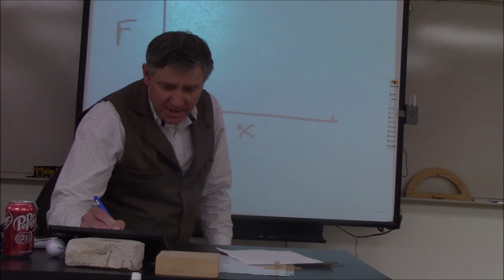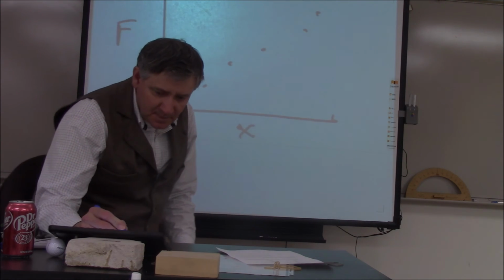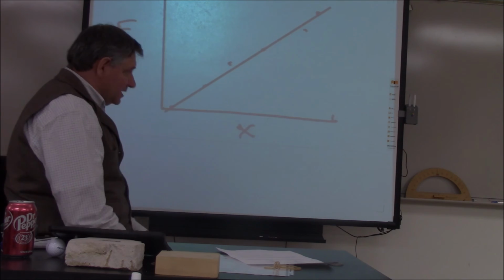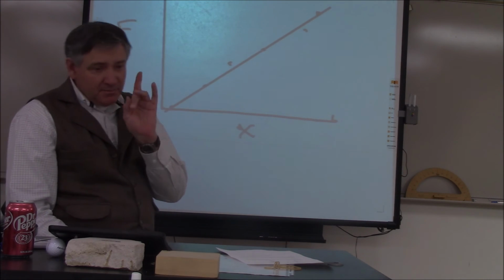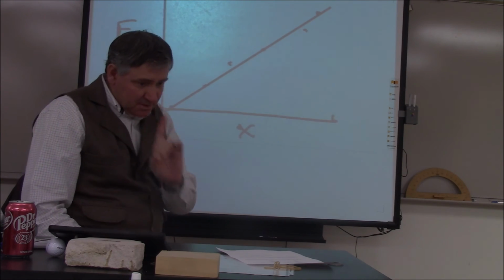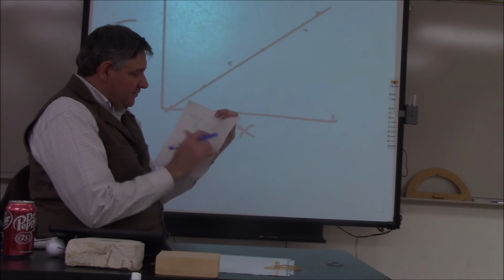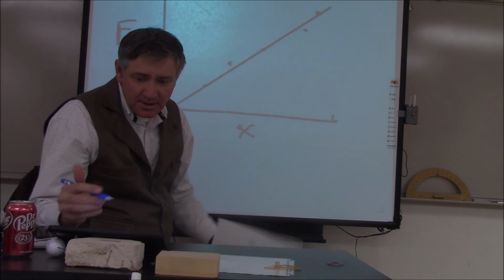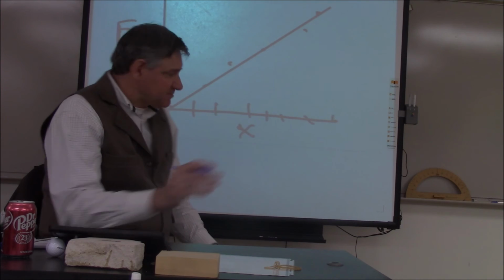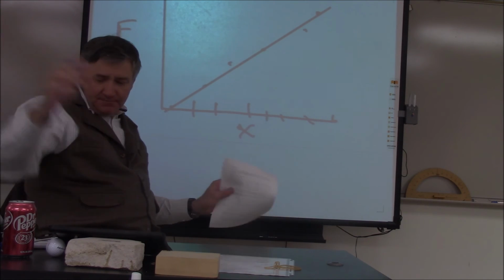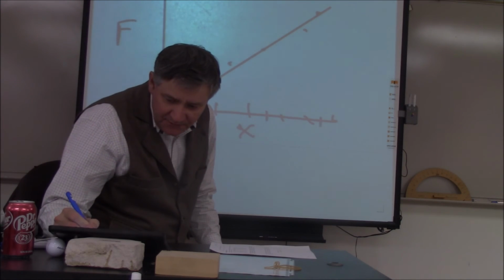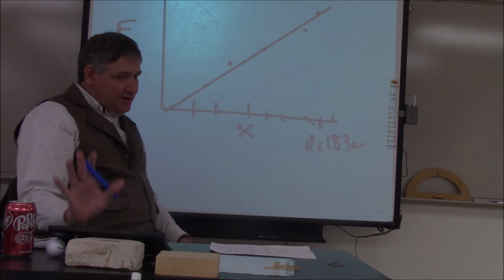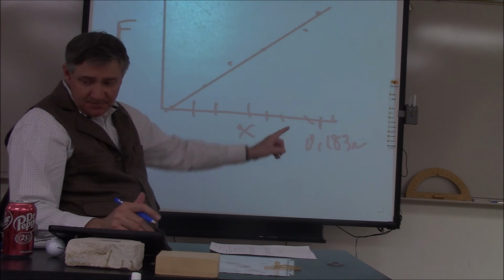So you're going to have some data points like this, and you're going to come in here and draw a line of best fit. Now, here's what's going to be most critical. This last elongation is 0.183 meters. So you're going to have your scale, spread out that scale as far as you can. Then you're going to find 0.183 meters, and this is going to be the same for everybody, about 0.183 meters.